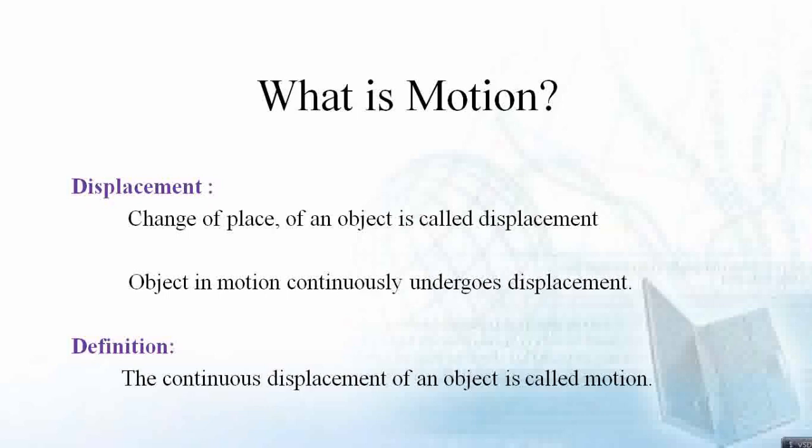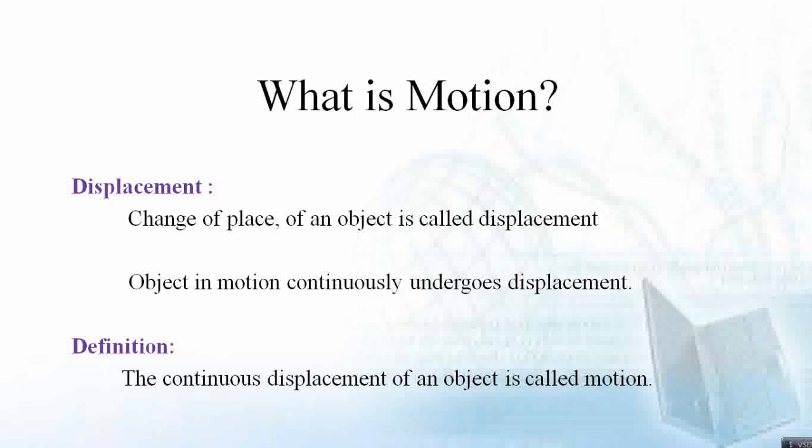When we say an object is in motion, it continuously undergoes displacement. If we keep on changing the place of an object again and again continuously, the object goes on in continuous motion. So, we can say the definition as on screen: the continuous displacement of an object is called motion.